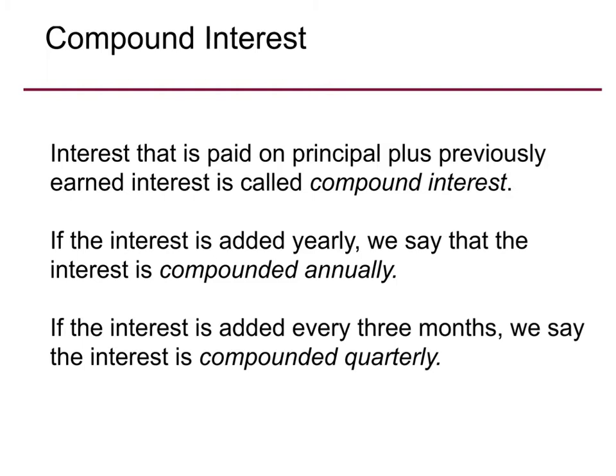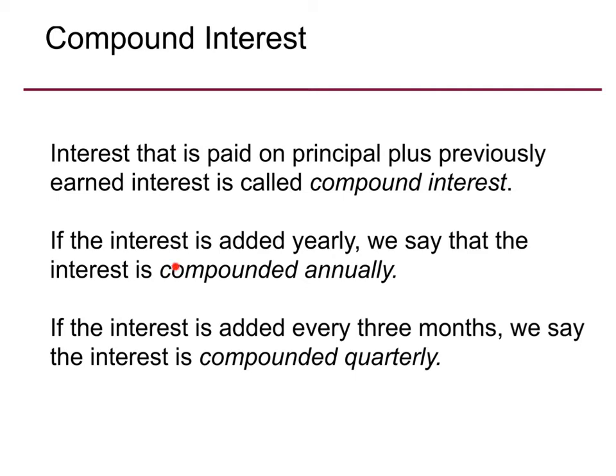Now we'll talk a little bit about compound interest. As a definition, compound interest is interest that is paid on the principal plus the previously earned interest. So every month, if you get interest added onto your bank account, into your savings account, you make a little bit more the next month because that interest compounds. You get a little bit more because you have a little bit more.